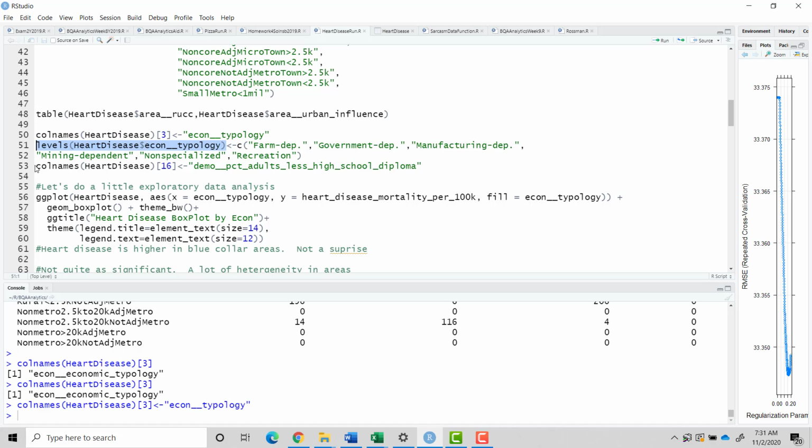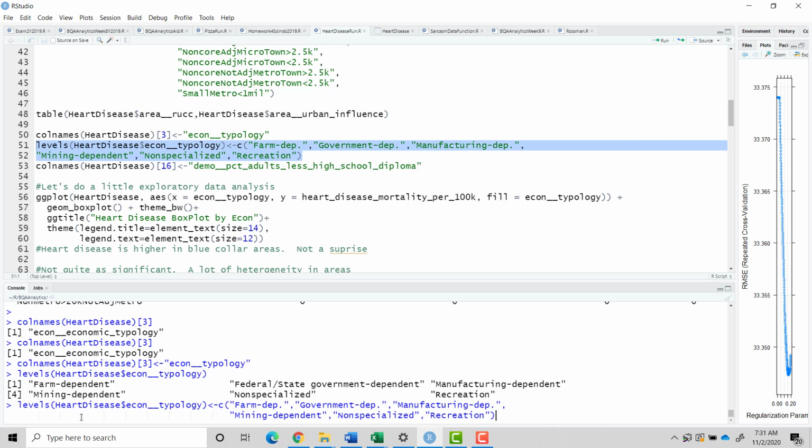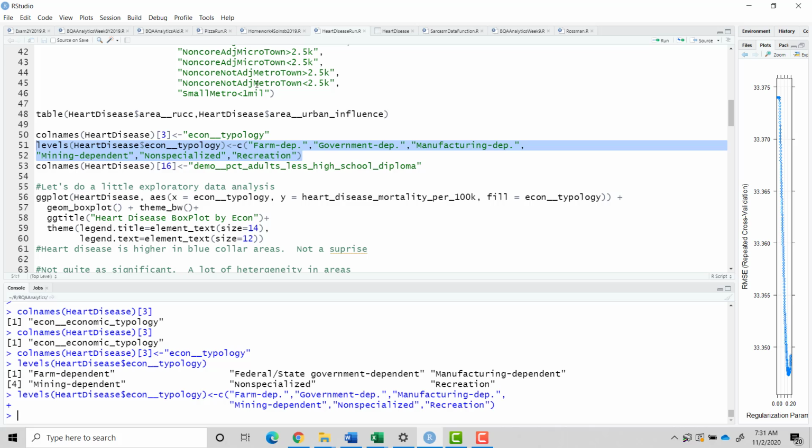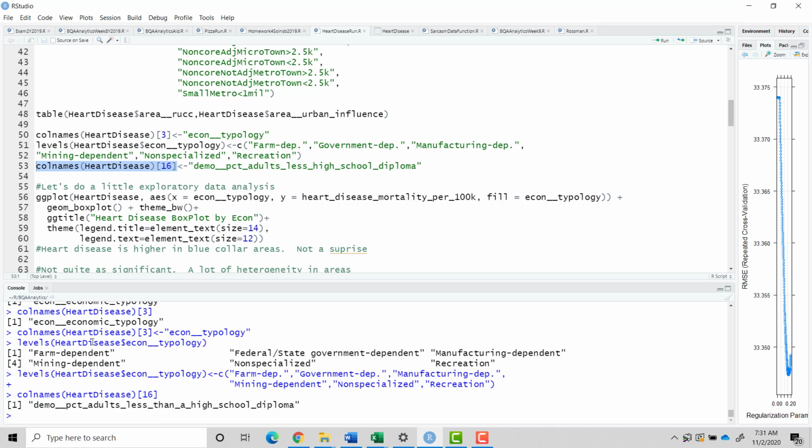Now look at the levels. These are overly long: federal, state, government dependent. So we're just going to change this to government dependent. Again, we're making the levels slightly shorter so we can do graphics more easily. And this one was incredibly long, so we just remove a few words from it to make it a tiny bit shorter.